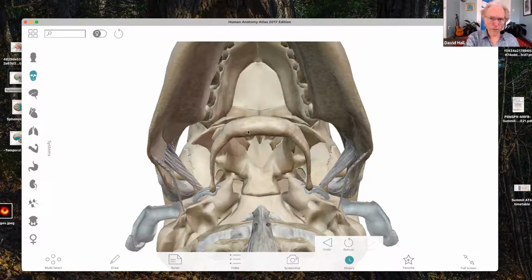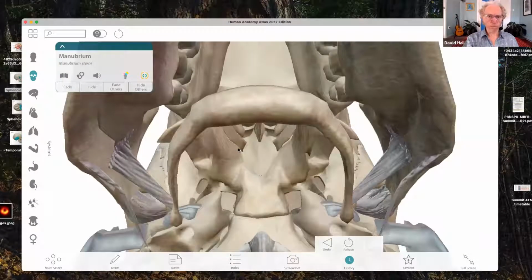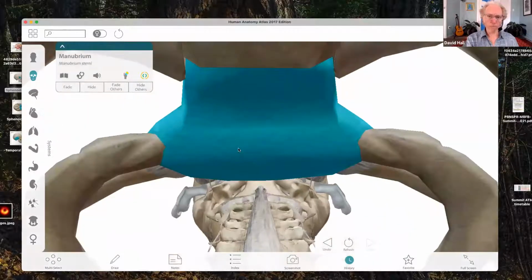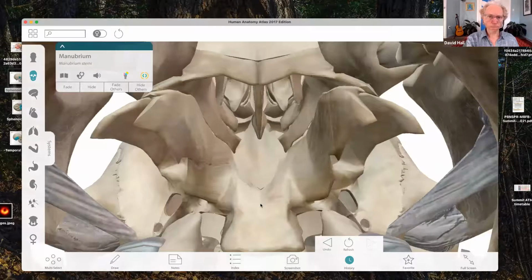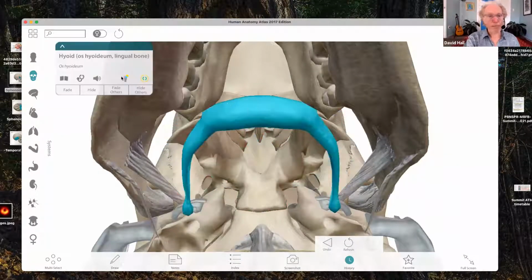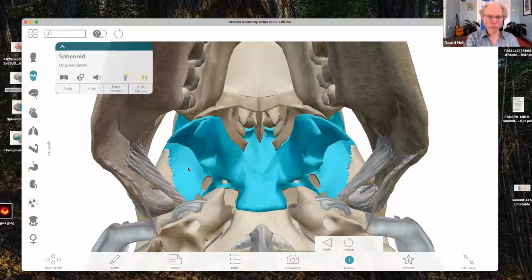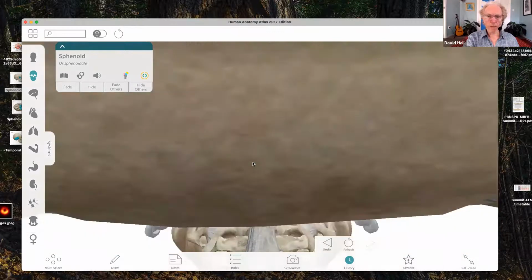why is that not doing that? Oh, manubrium. Oh, right. There we are. Here is the hyoid bone. And here's the sphenoid.